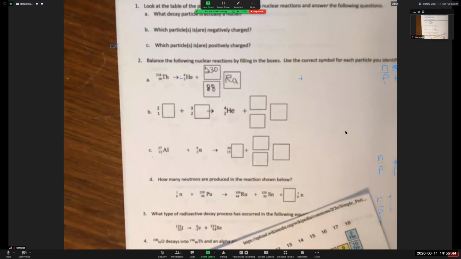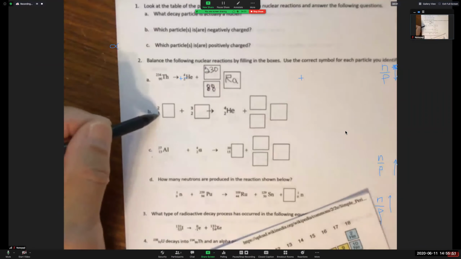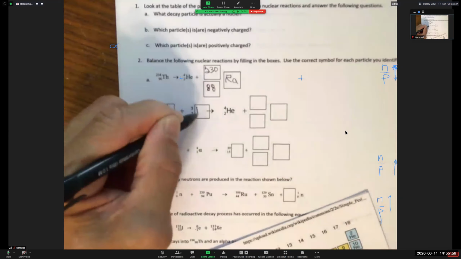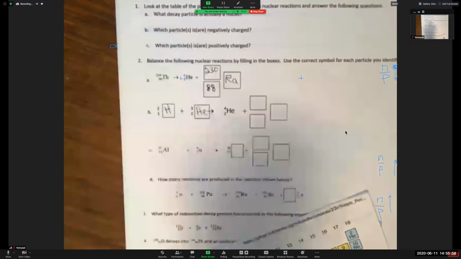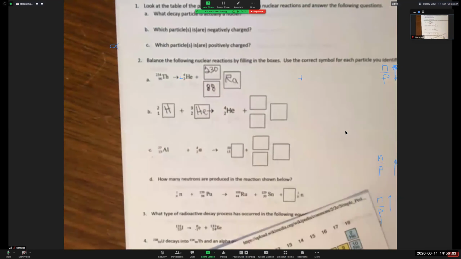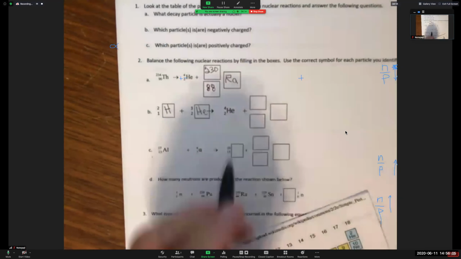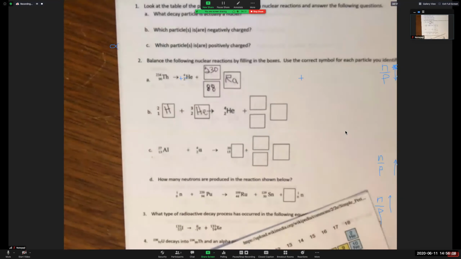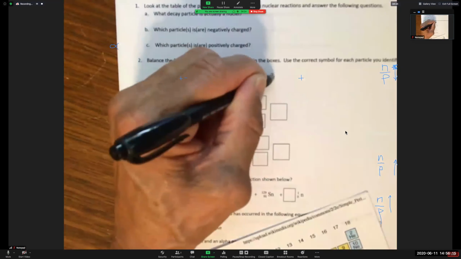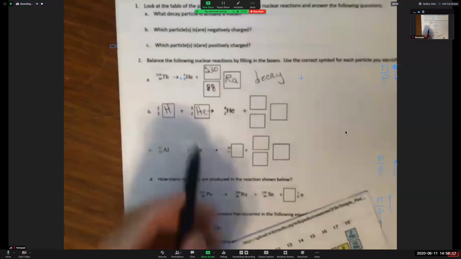The next one has element 1 and element 2. Well, we know element 1 is hydrogen and element 2 is helium. So you just plug those in. The Z and the A are already given, so we just put in the symbols there. We're producing a helium atom. This isn't a decay reaction. The first one was decay. This is some other kind of nuclear reaction.